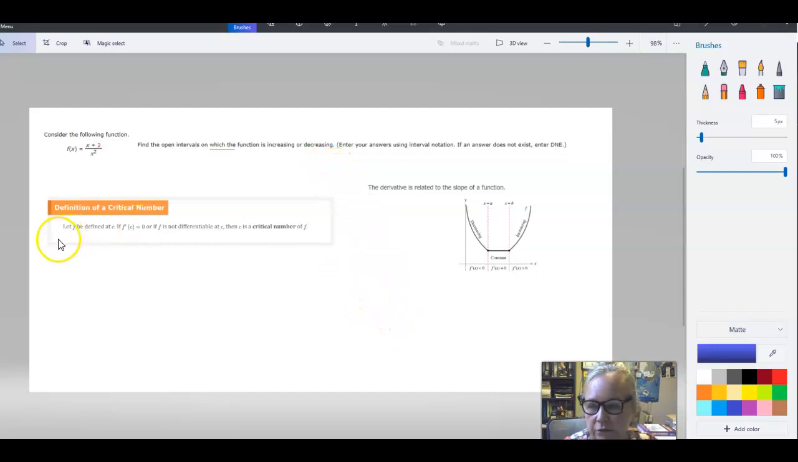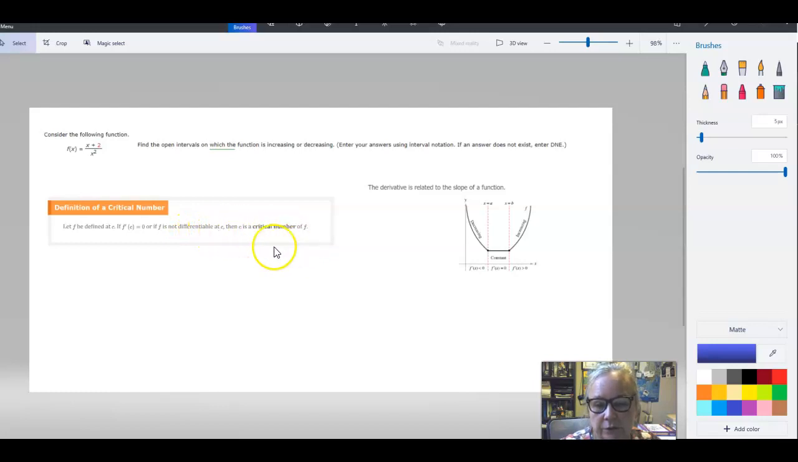In section 3.1, we need to recall the definition of a critical number. Let's make sure that we understand that the critical numbers are those in which the function is defined, which means the function has its value. And then we differentiate the function and either find all numbers for which the derivative is 0 or the derivative does not exist, which means f is not differentiable.